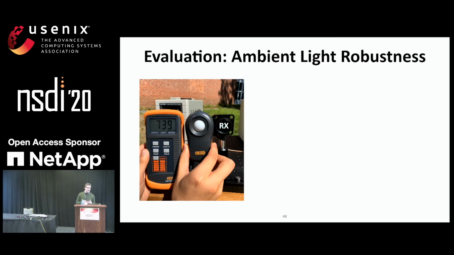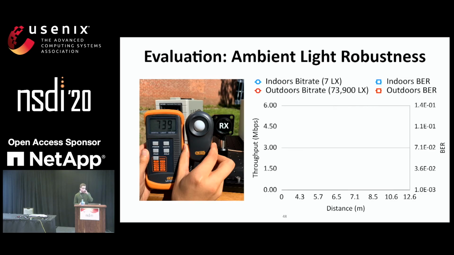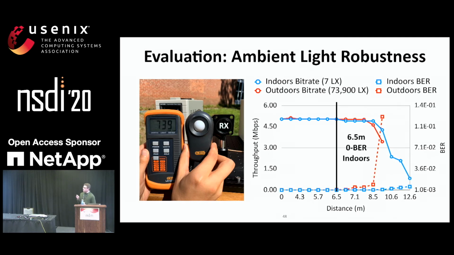Next, we look at ambient light robustness. So we took our link outdoors in a really harsh environment, 74,000 lux, and compared that to the indoor case with lights off, which was about 7 lux. Indoors, we could achieve a 0-bit error range distance of about 6.5 meters. And outdoors, we could achieve 6.1 meters. I think this is really important because this is the harshest conditions compared to the ideal conditions, and there's only about a 40 centimeter discrepancy here. So this really does show the efficacy of using passive optical filtering to block out that ambient light.